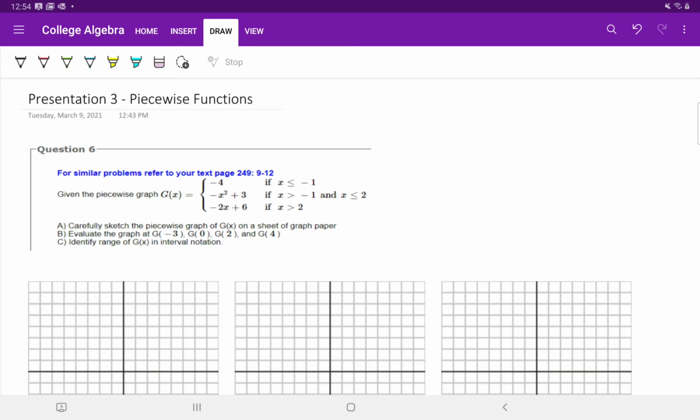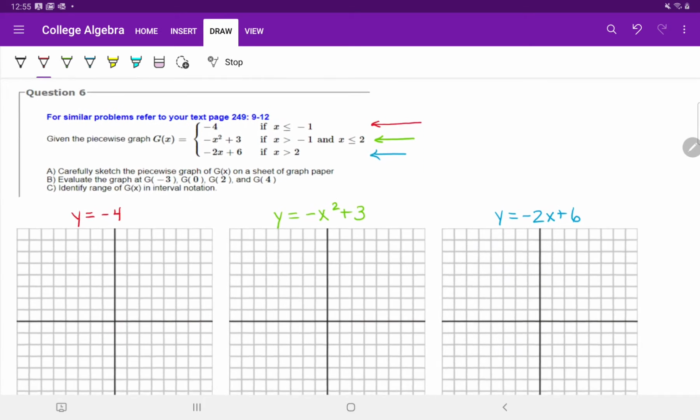G of x is made up of three different functions with three different domains. So I'm actually going to start by graphing these three different functions on three completely separate graphs. So our first function, right here on the top line, is y equals -4. I'll graph that in the first grid. Then our second function, I'll do that in green, is y equals -x² plus 3. I'm going to graph this on our second grid. And then the final one is y equals -2x plus 6. So we're just going to graph all three of these to see what they look like.